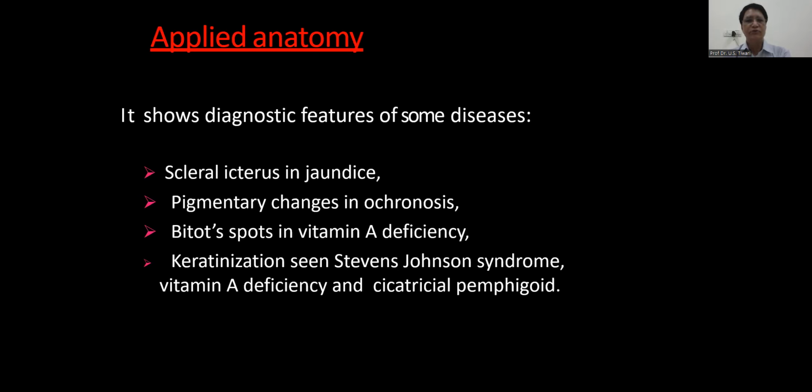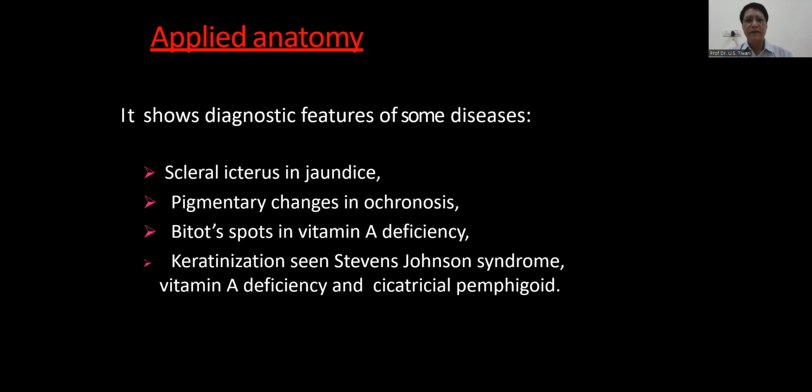The applied importance of this part of the conjunctiva, the scleral conjunctiva, is seen in icterus. Scleral icterus is seen in jaundice. Pigmented changes are seen in ochronosis. White spots or Bitot spots are seen in vitamin A deficiency. Keratinization is seen in Stevens-Johnson syndrome, vitamin A deficiency, and facial thyroid.